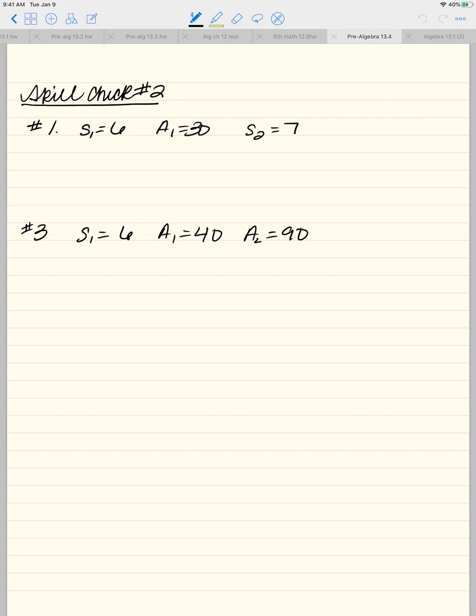Okay, skill check number 2. We are given side 1 of 6, area 1 of 30, side 2 of 7, which means we do not know area 2. Remember, A1 over A2 is equal to S1 over S2 squared. Plug in what we know. 30 over A2, we don't know, is equal to 6 over 7 squared. 30 over A2 is equal to 6 squared is 36 over 49.